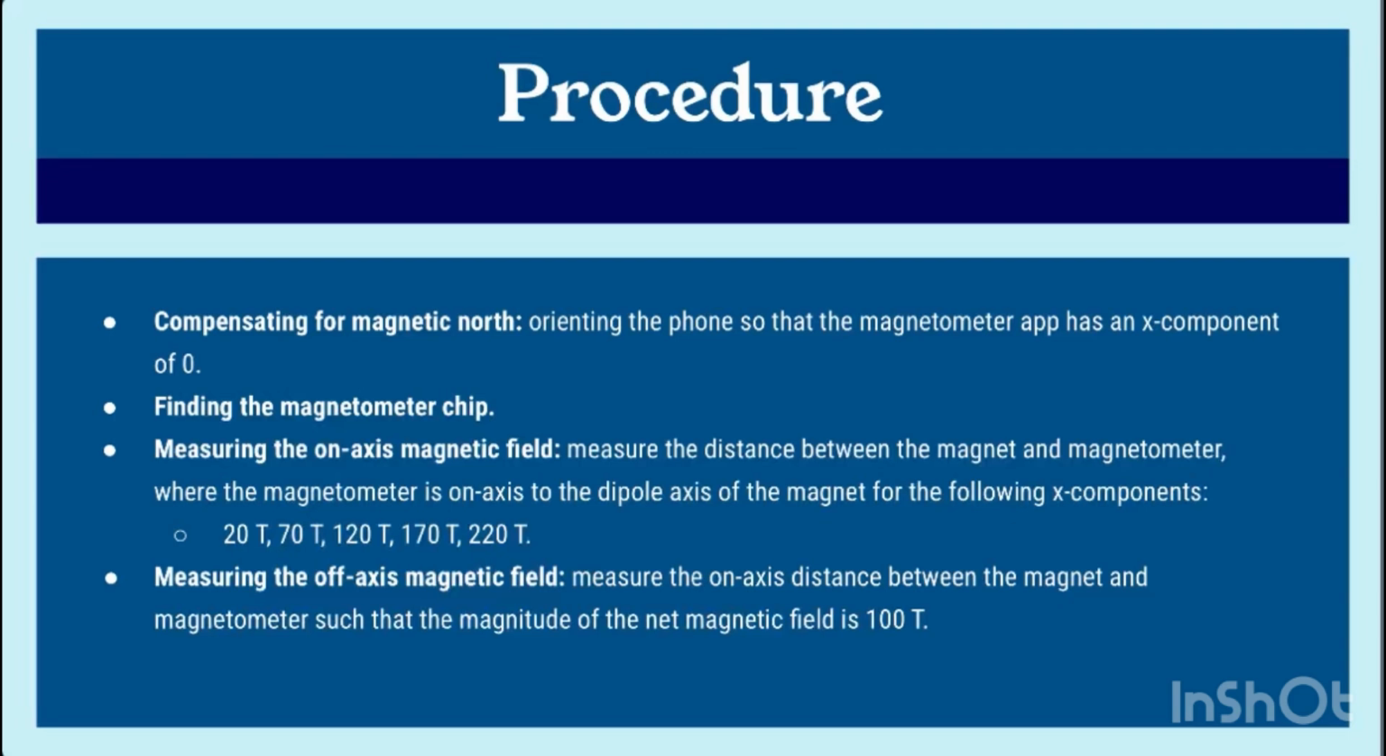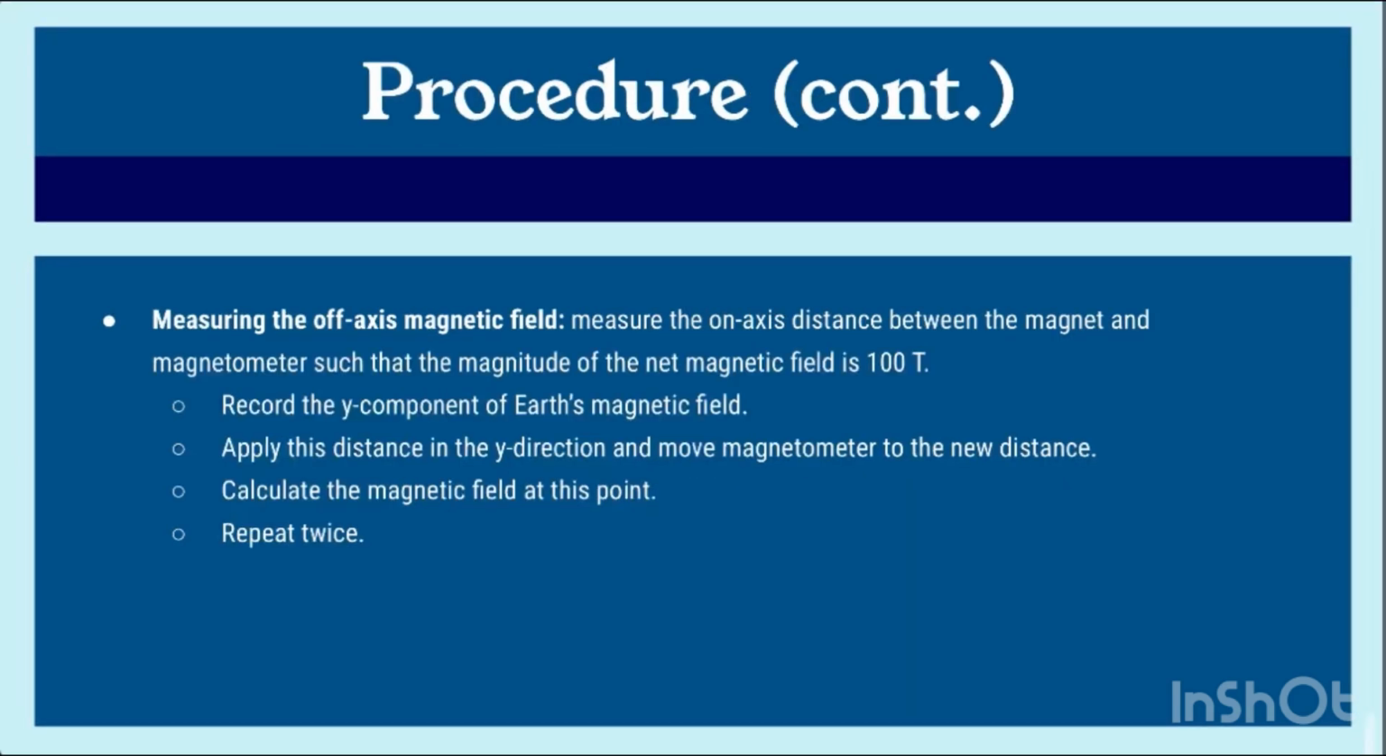We also had to measure the off-axis magnetic field by measuring the distance between the magnet and magnetometer such that the magnitude of the net magnetic field is 100 microteslas. We did this by recording the y component of Earth's magnetic field, applying this distance in the y direction, moving the magnetometer to the new distance, calculating the magnetic field at this new point, and repeating this process twice.